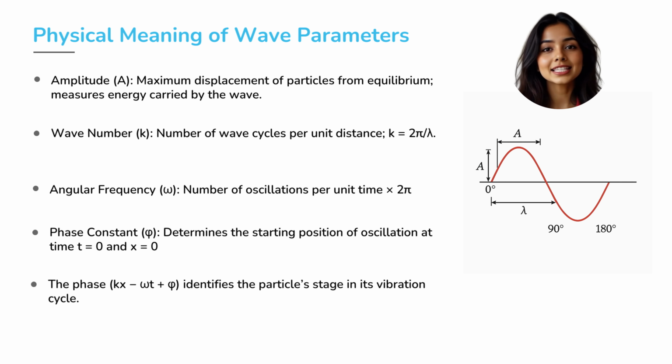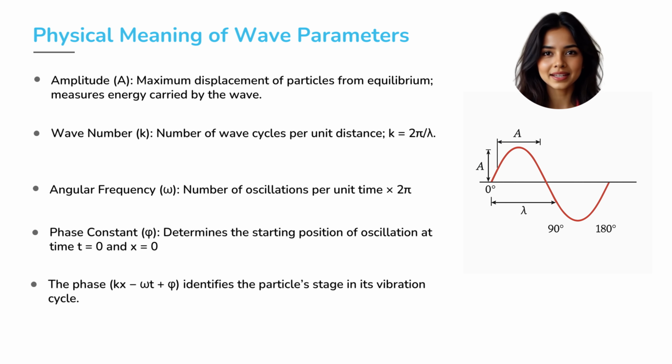Amplitude, A, is the energy carrier. The bigger the A, the louder the sound or the taller the ripple. Wave number, k, is how tightly the waves are packed. More waves in a given distance means higher k. Angular frequency, ω, is how fast things shake. More shakes per second, higher ω. Phase constant, φ, decides where each particle begins its motion. It's like everyone's personal timer offset.